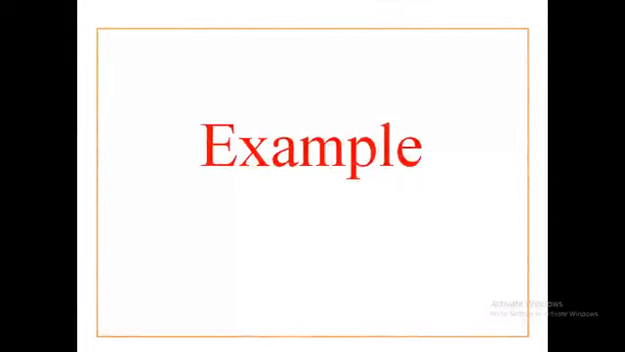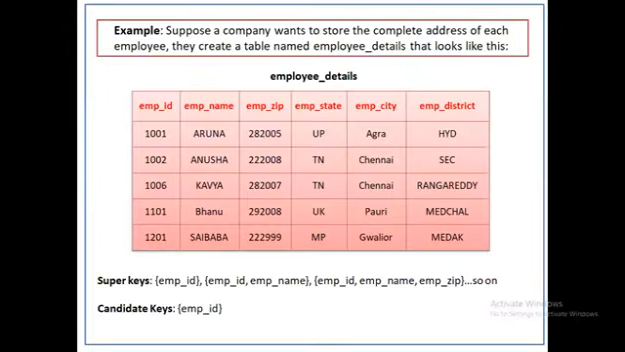Now I want to take one example from the exam point of view. Suppose a company wants to store the complete address of each employee. They create a table named employee details that looks like this. Here I have an employee table with a few attributes: employee ID, employee name, employee zip, employee state, employee city, employee district.